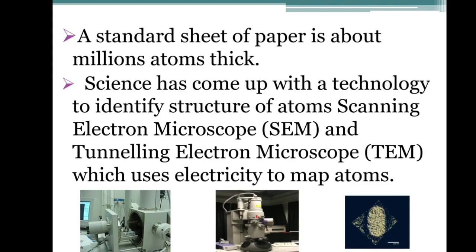I have given the pictures of those instruments. The first picture that you are seeing is the SEM. The second picture that you are seeing is the TEM, scanning electron microscope and tunneling electron microscope. And the last image which you are seeing is the image obtained from these machines.